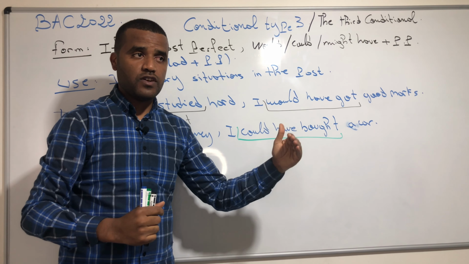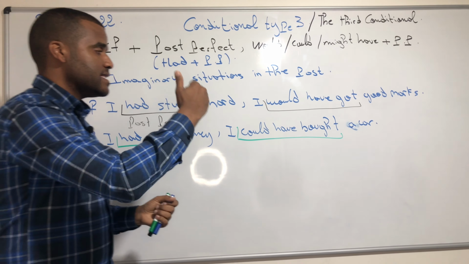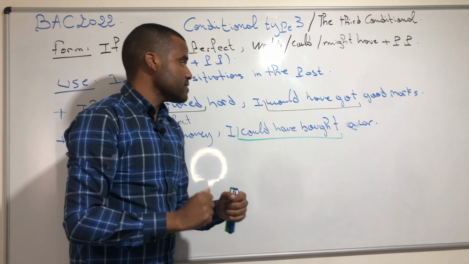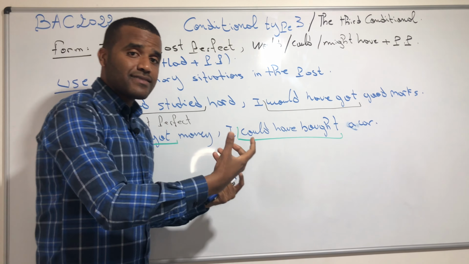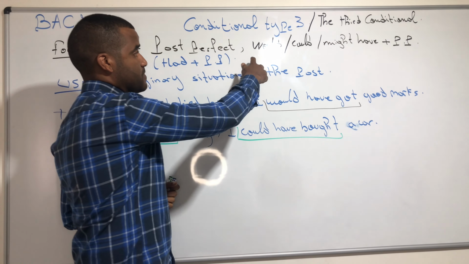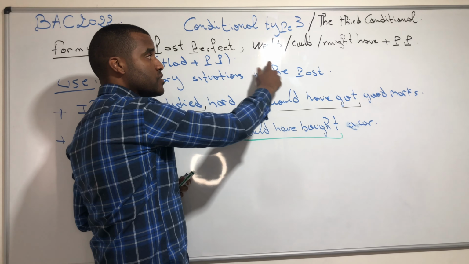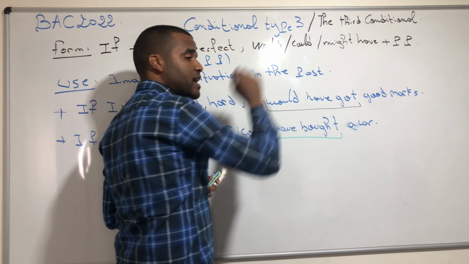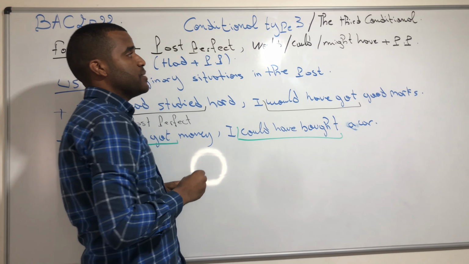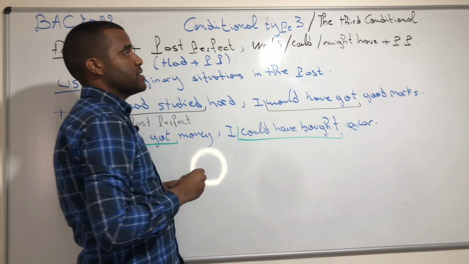So we have "if I had" plus the past participle of the verb, like in this example, if I had studied. And the other part of the sentence, or the main clause, the result clause, needs this rule: either we put would, could, or might, plus have, plus the past participle of the verbs that we have here.